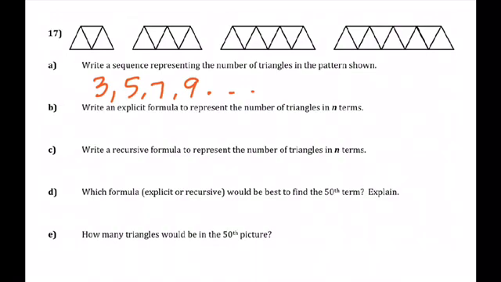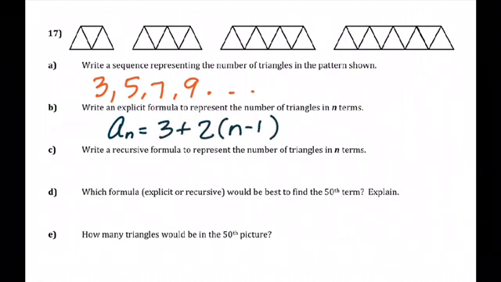All right, who can give me the explicit formula? What is the explicit formula? Let me get a hand I haven't had yet. Jordan? A sub n equals 3 plus 2 times n minus 1. Perfect. Very good. Okay, recursive formula. I'm just going to go ahead and write the first part and the third part, and so I just need somebody to give me what's in the middle. So who can give me that one? Tanner.